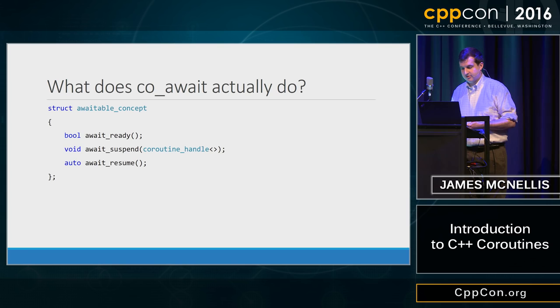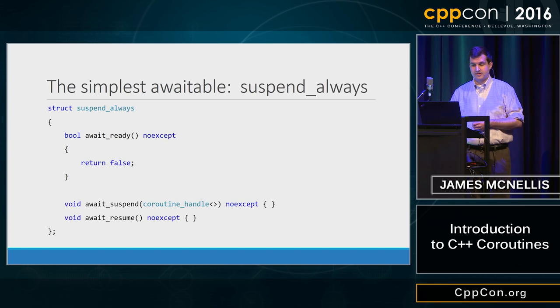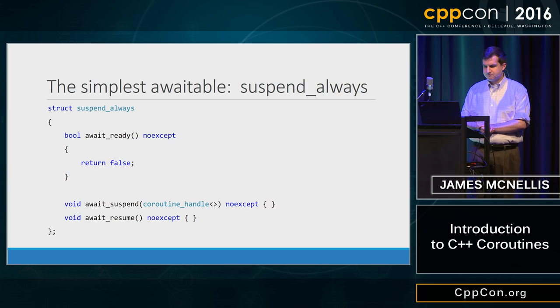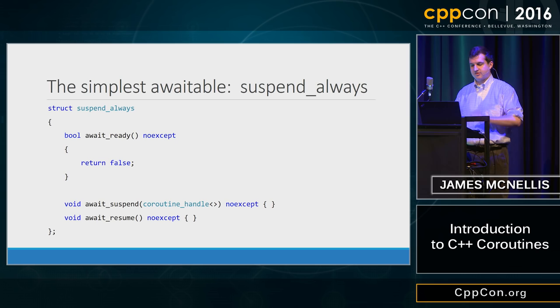So let's look at a really simple type that implements these. This one is called suspend_always, and it's part of the library support for coroutines. It's very simple. All it does is, when you await this, it will suspend the function. And so you can see here, the await_ready returns false, saying, I don't have the value, so you need to suspend. And then we don't have to do anything in await_suspend and await_resume.